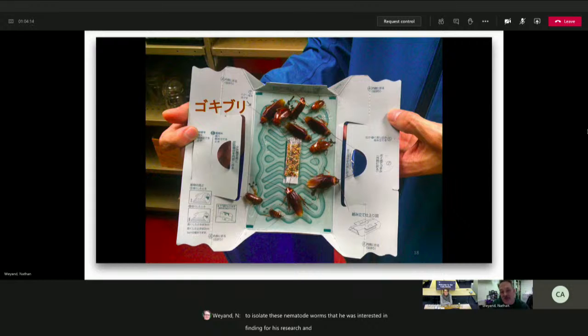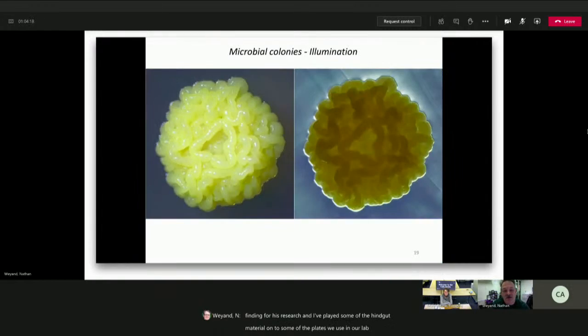And I plated some of the hindgut material onto some of the plates we use in our lab to grow bacteria, and we got an organism that formed colonies like this. What we're looking at here is the same colony in both images, but with different types of light illumination. The image on the left is with top-down light illumination, and the one on the right is with illumination from below. You can see different types of structures depending on how you illuminate the colony.